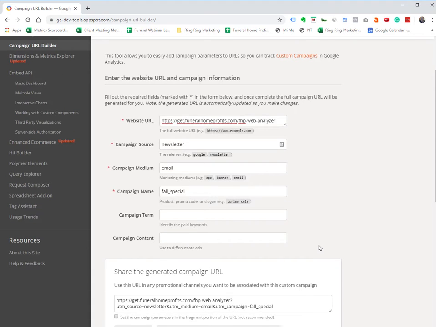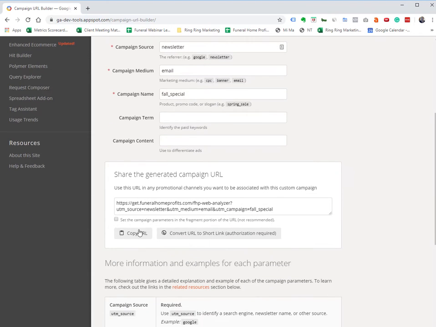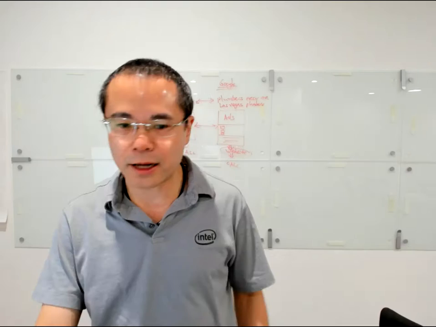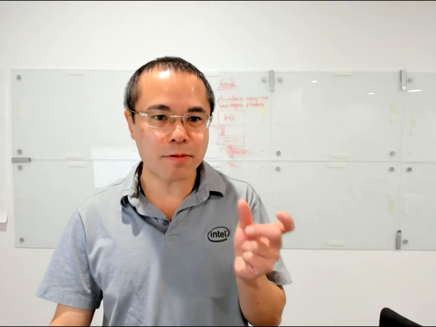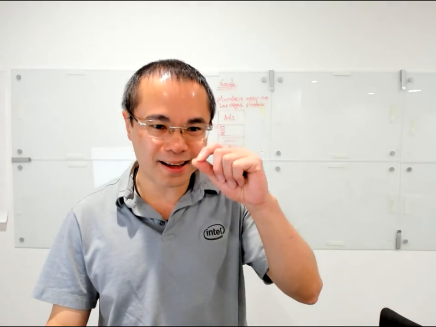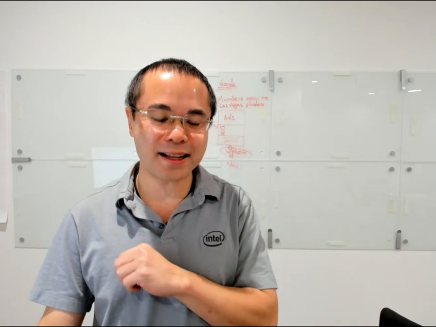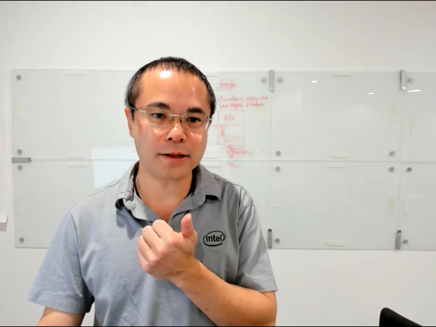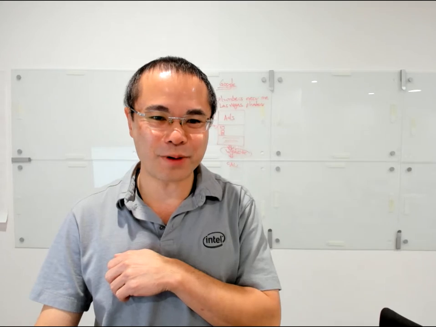So what Google does, this tool, is now you can copy the string of URL, and now when you send out the email blast, you'll link it to this. Now when you later on subsequently go into Google Analytics, it will now divide it up to let you know exactly this campaign is driving how much traffic to your website.